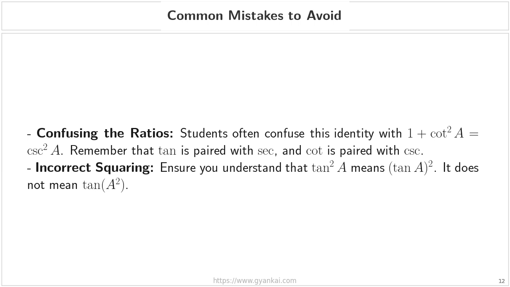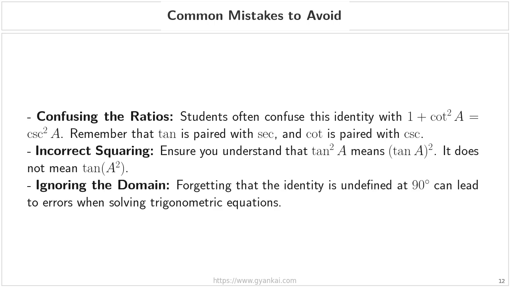Second, please be careful with your notation regarding squaring. A common mistake is misinterpreting what the exponent means. You must ensure you understand that tangent squared of A is simply a shorthand way of writing tangent of A, all squared. It does not mean you should square the angle itself, as in tangent of A squared. The operation applies to the entire ratio, not the argument.